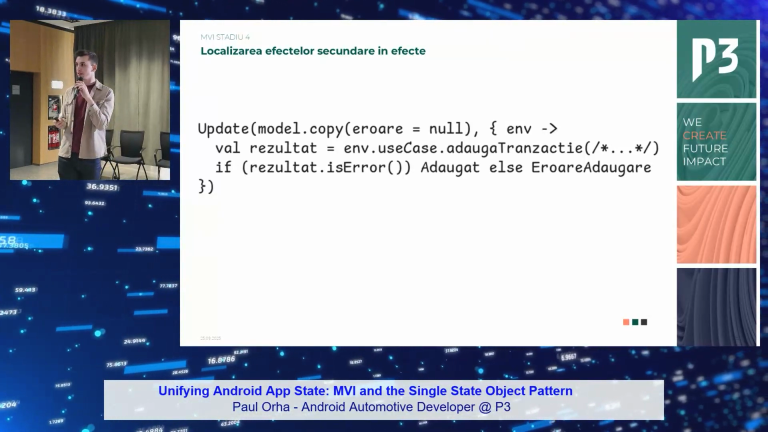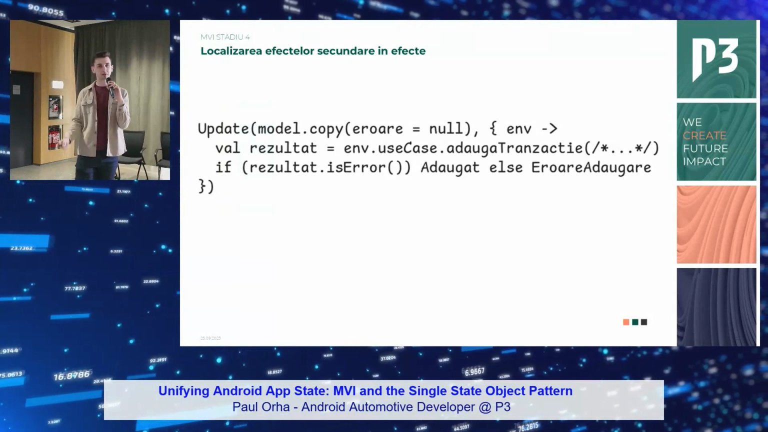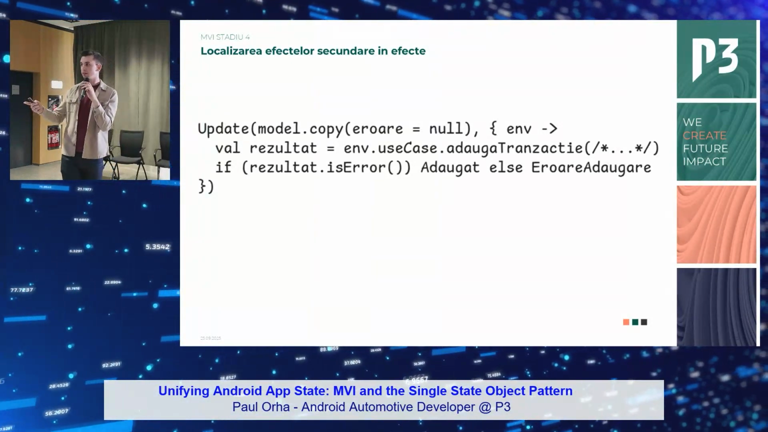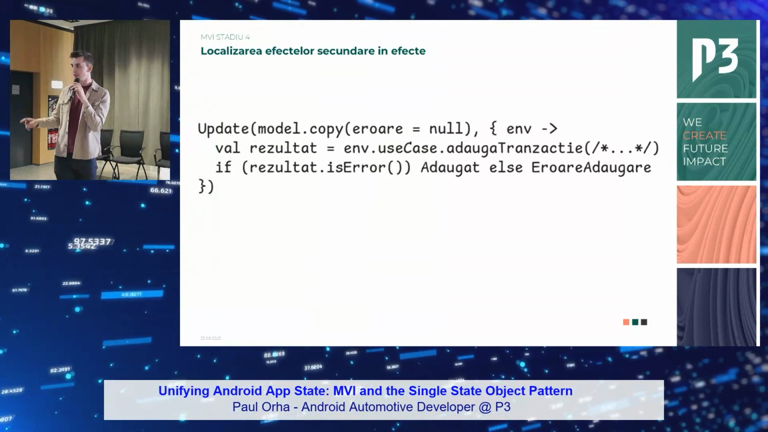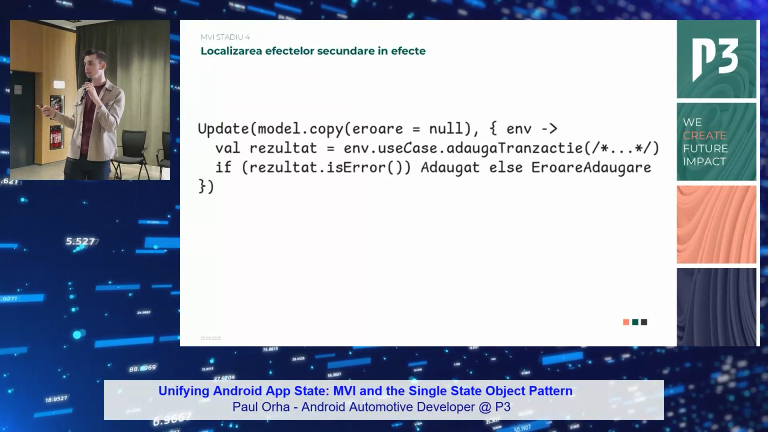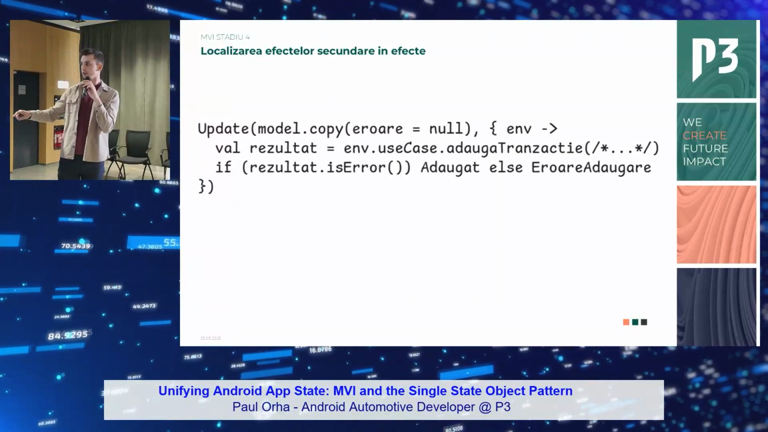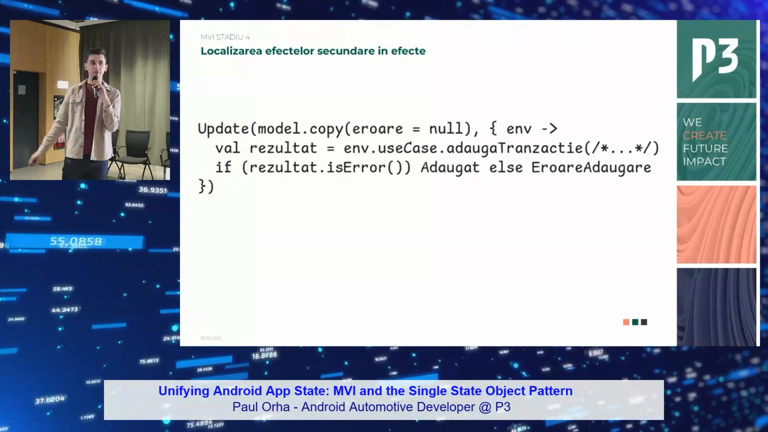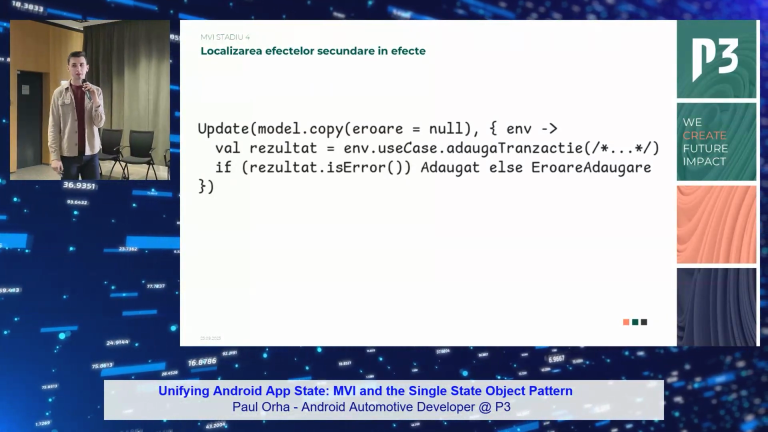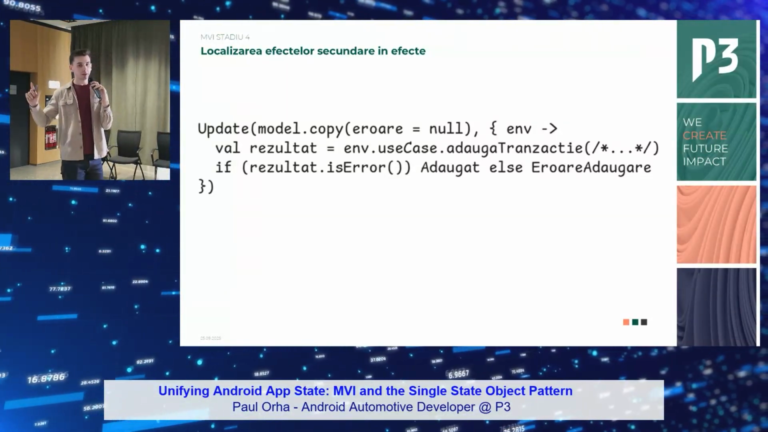So basically, this is after the transaction was successfully added. We can update the error state to be gone, but also you can describe the side effect that is going to take place. For example, adding the transaction, and then based on the result, you can send the proper event back to the store. This is not actually running the side effect, it's just describing it. So this is still pure.